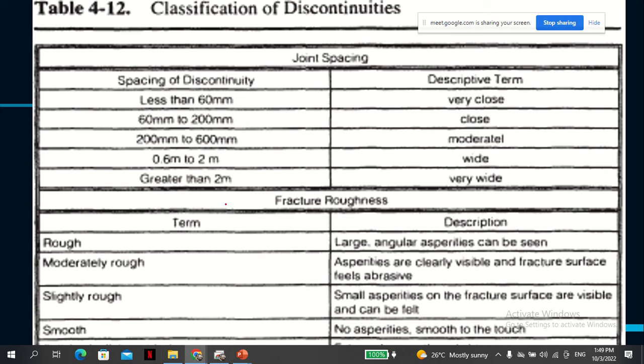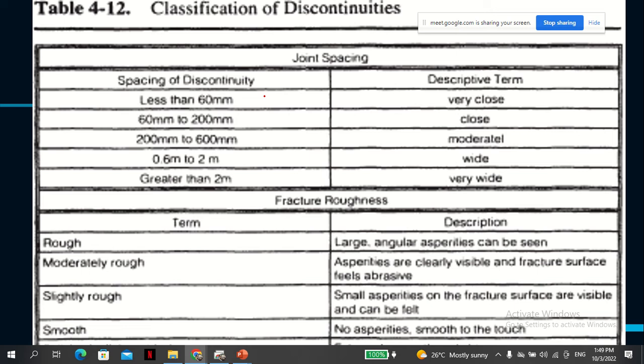So this is in fact how to classify discontinuities. If the discontinuities are less than 60 millimeters apart, then we say they are very close. Between 60 to 200, they are close and moderate. Again, this is part of the marks. You remember we had talked about the strength. Strength contributes to the marks.